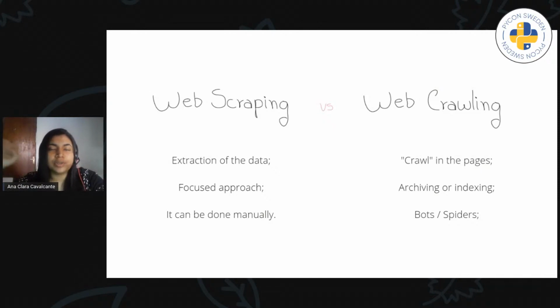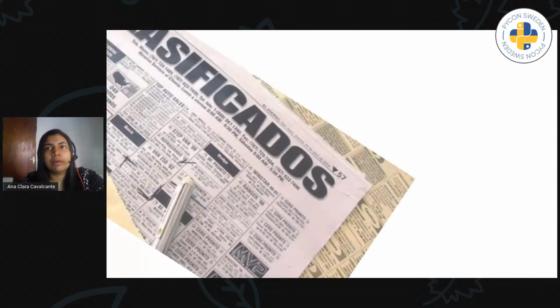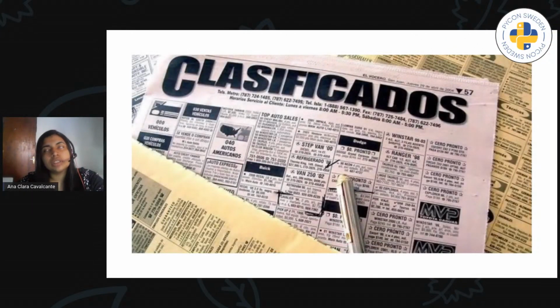To recap, both extract the data, but crawlers usually go through every page, while scraping focuses on specific data. So, how did we search for jobs decades ago, when the internet was still in its infancy?